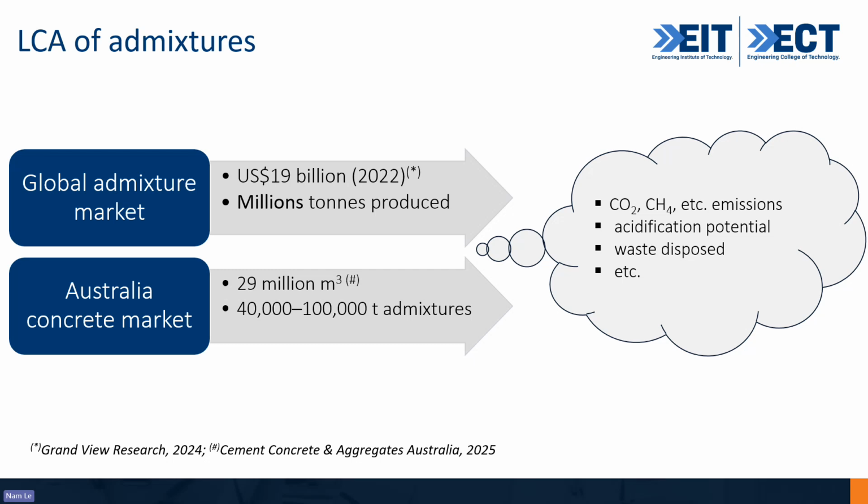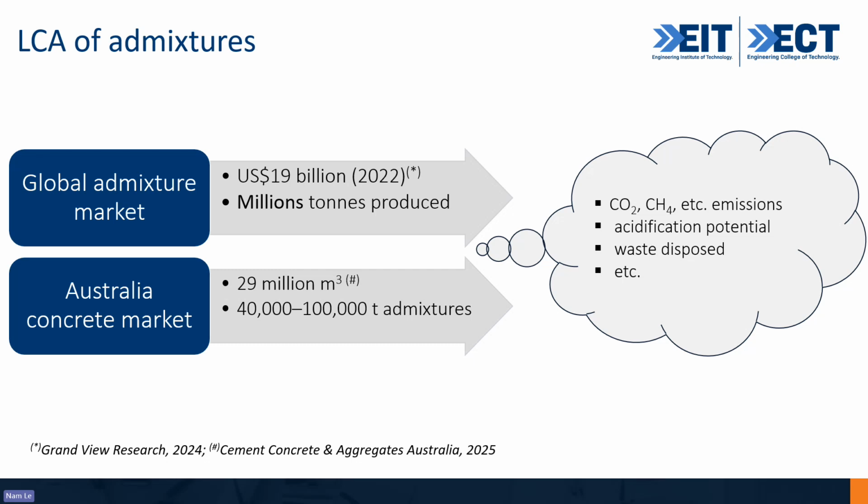And also, if we only look at the Australian market and only focus on the concrete market, we have 29 million cubic meters of concrete produced every year. The figures here are from I think 2022 or 2024, but published again on the website in 2025. And with this amount of concrete, it means only in Australia we need at least 40,000 or up to more than 100,000 metric tons of admixtures, right? It means within Australia, we also produce a lot of admixtures for concrete.